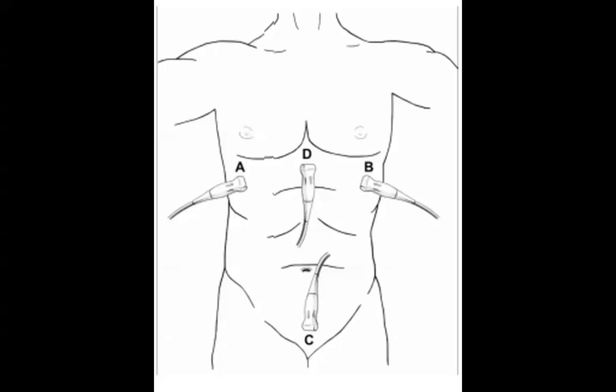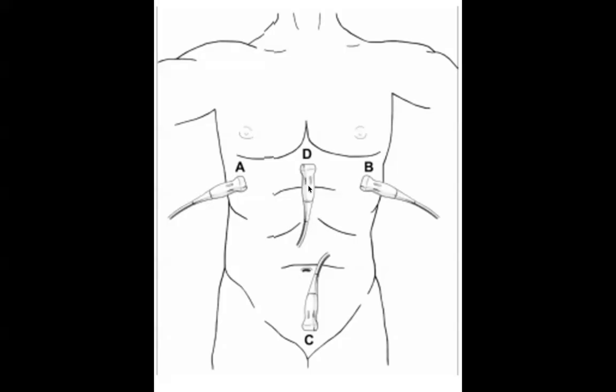There's four positions for the classic FAST exam. One on the right upper quadrant side, right where we're looking at the liver and the kidney. One on the left upper quadrant side, looking for the free fluid between the spleen and the kidney. One in the suprapubic region side. This is to look for free fluid that's surrounding the bladder. And then lastly, the subxiphoid view, looking for fluid around the heart, so a pericardial effusion.